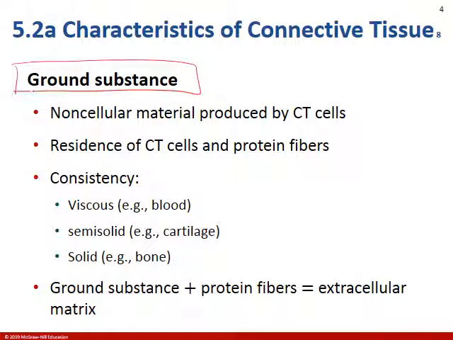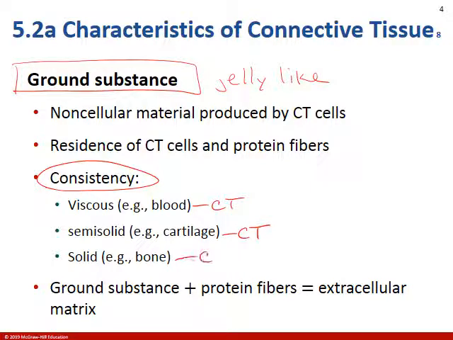So ground substance comes in many different consistencies. I know I said jelly-like, right? But depending on the type of connective tissue, these are all connective tissue categories: blood, cartilage, bone. So depending, the ground substance can be liquid, it can be semi-solid, or it can be a solid. So think about bones. Your bones are solid, right?